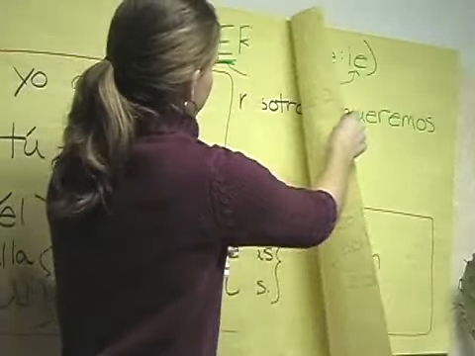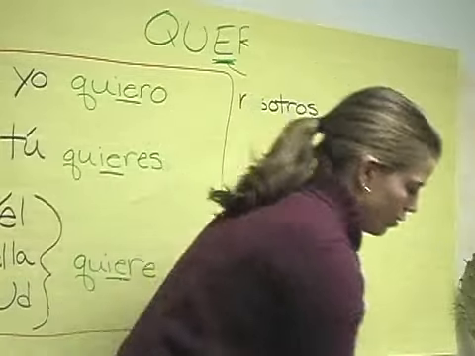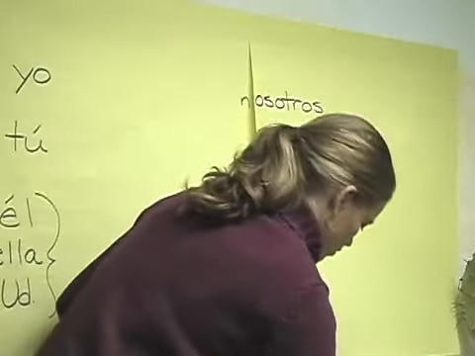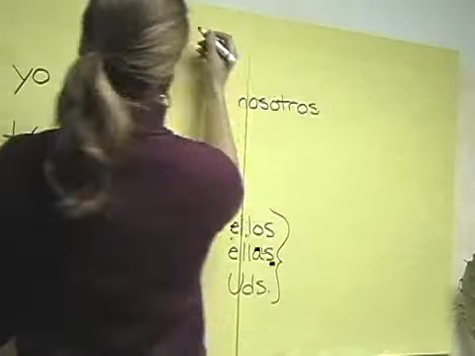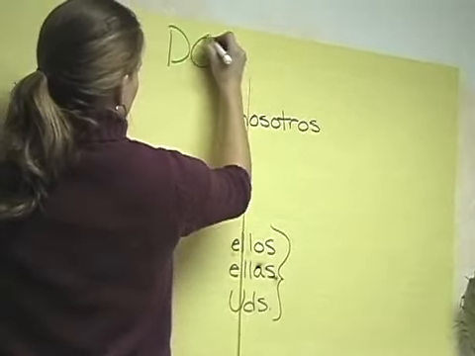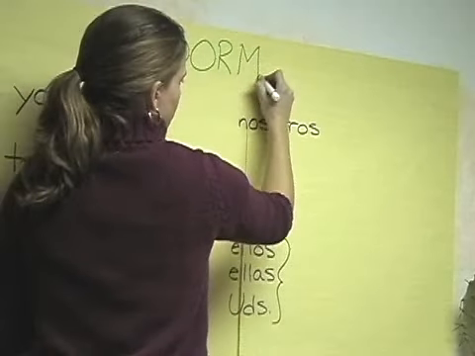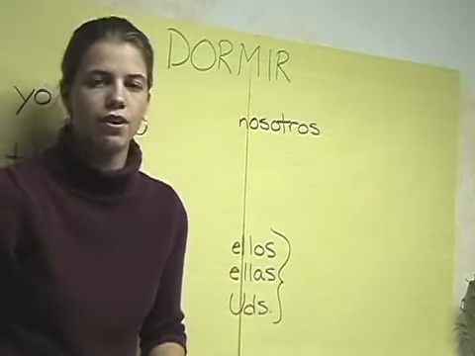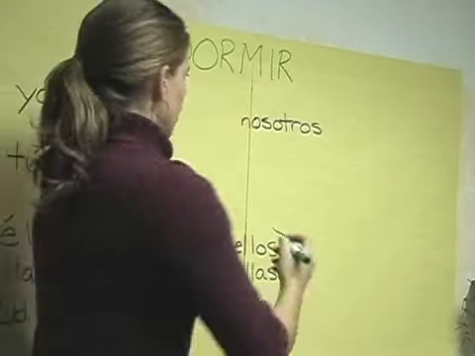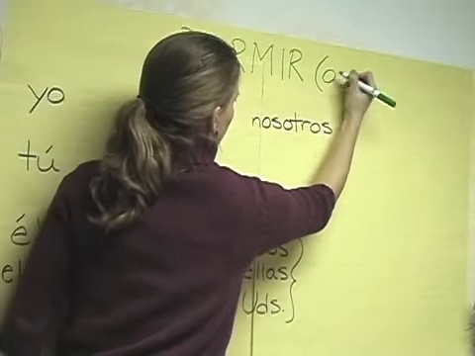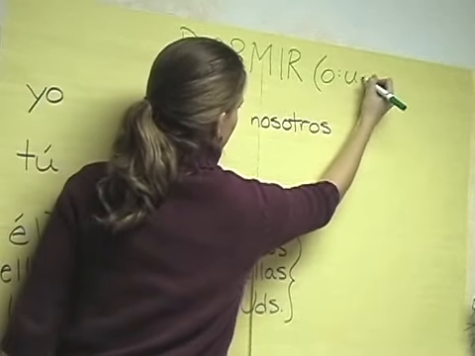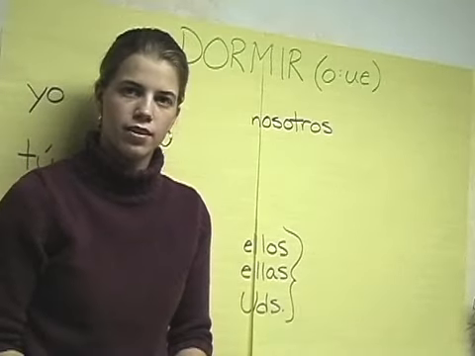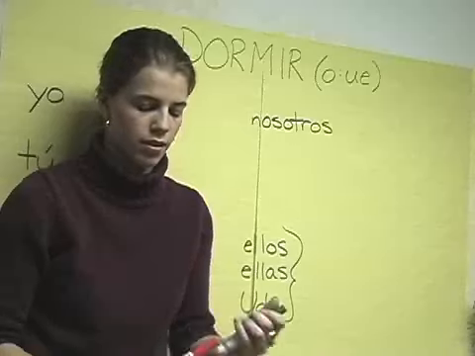For example, the verb dormir means to sleep. Now if we look this verb up in the book, or in the glossary in the back of the book, you'll see O to UE. Now what does that mean? You're going to change the stem. That's right. O to UE in the stem.